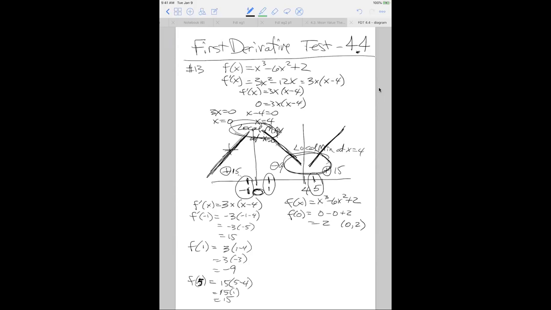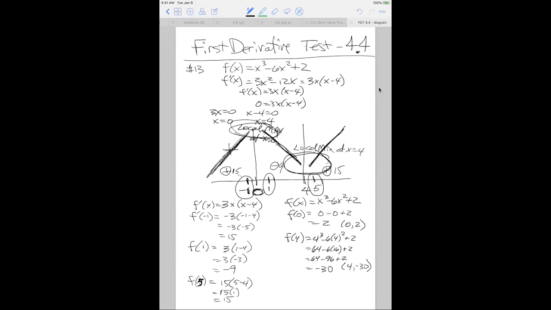And then at f of 4, we've got 4 cubed minus 6 times 4 squared plus 2, which is 64 minus 6 times 16 plus 2, equals 64 minus 96 plus 2. That's minus 32 plus 2, which is minus 30. So we've got the coordinates (4, negative 30).